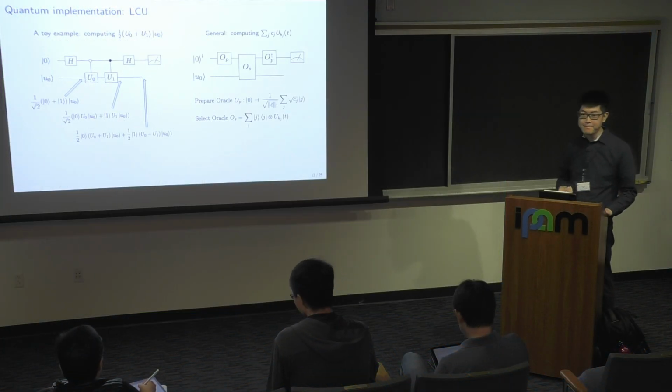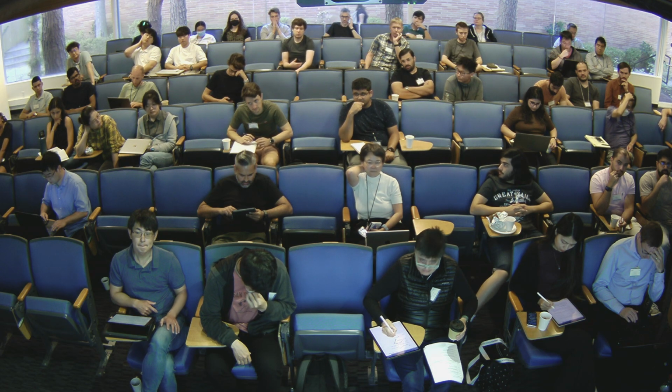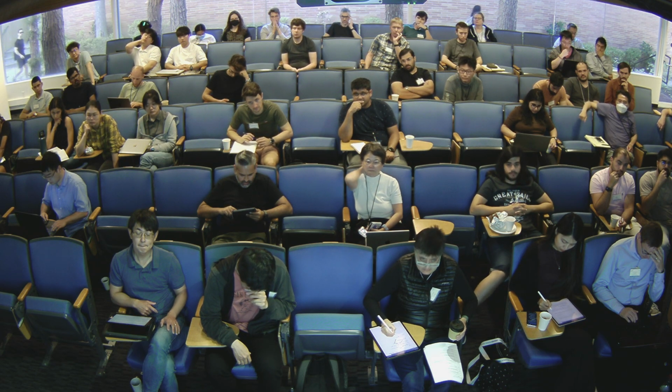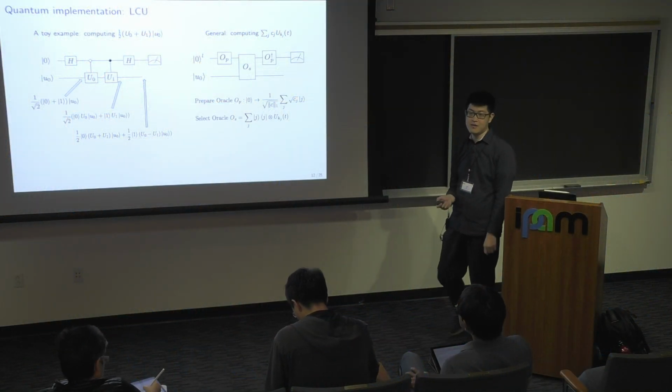Yeah? So the number of ancillas that you need to introduce are the number of J's you have? The number of ancillas will be log J, because if we have the efficient state preparation oracle, then it will be log J. Yeah.